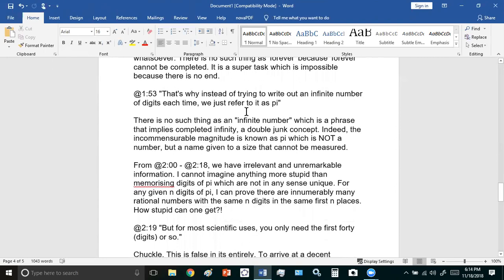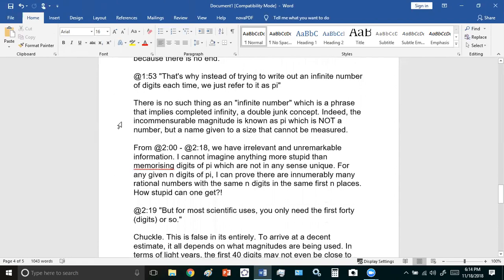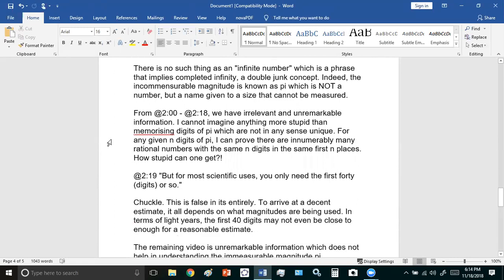And then he says that's why instead of trying to write out an infinite number of digits each time, we just refer to it as pi. There is no such thing as an infinite number, which is a phrase that implies completed infinity, a double junk concept. Indeed, the incommensurable magnitude is known as pi, which is not a number, but a name given to a size that cannot be measured.